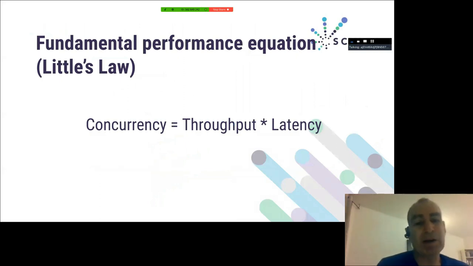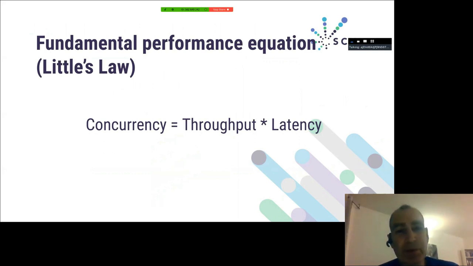So let's talk a little bit about concurrency. I realize this is computer science and not a math class, but I hope you'll forgive me. There is Little's Law, which says that the concurrency is the product of throughput and latency, and that makes sense. If you increase the throughput and keep latency the same, then you need to do more things in parallel in order to compensate for that increased throughput. And also if you increase the latency while keeping the throughput the same, again, you will need to increase the concurrency because each thing takes more time.